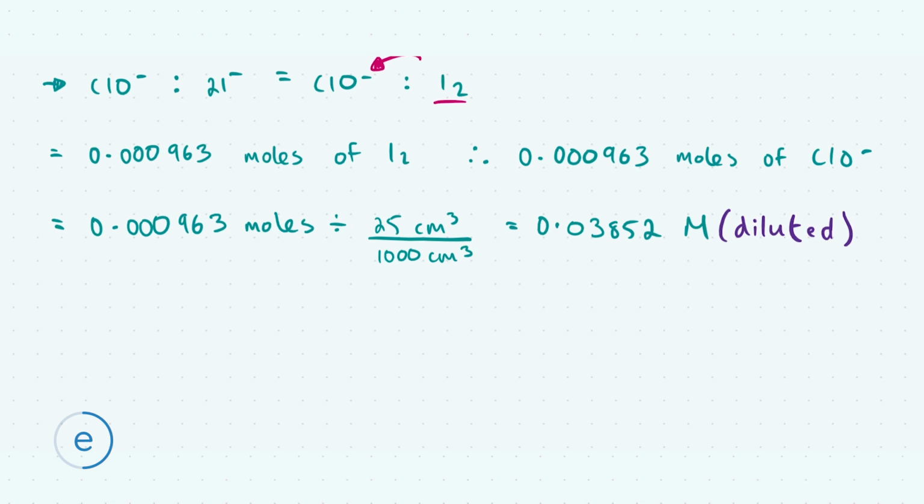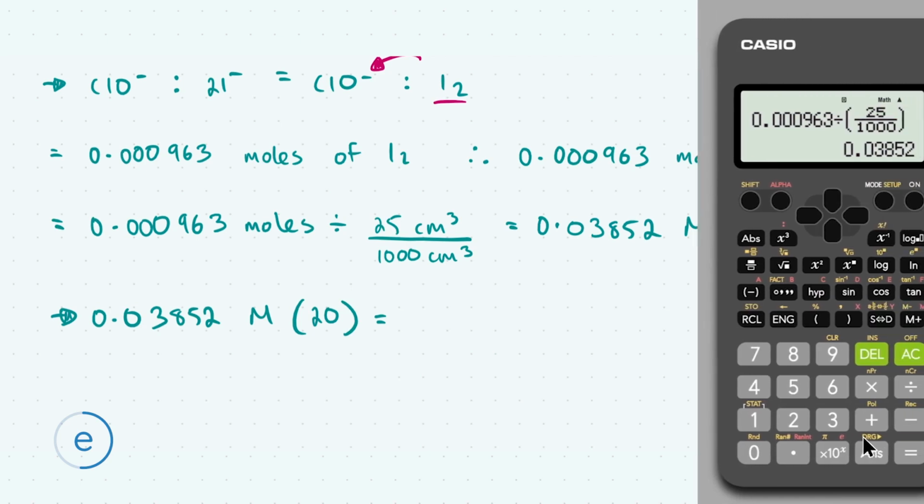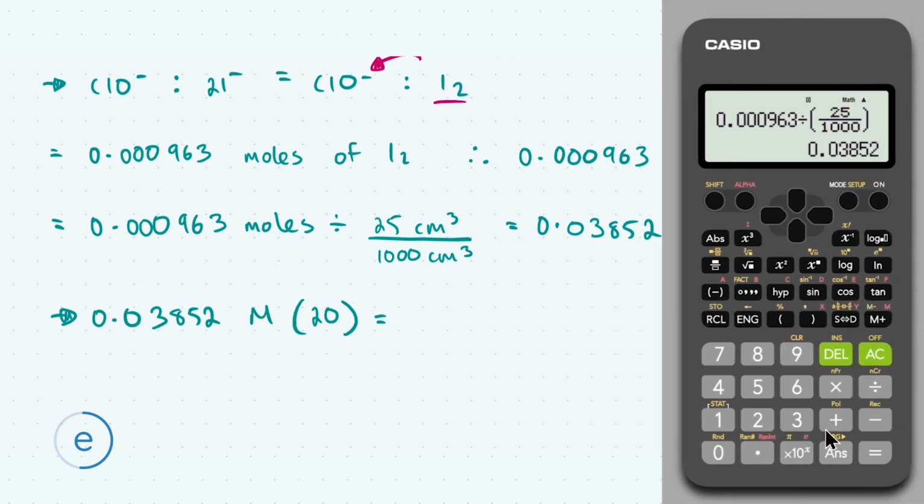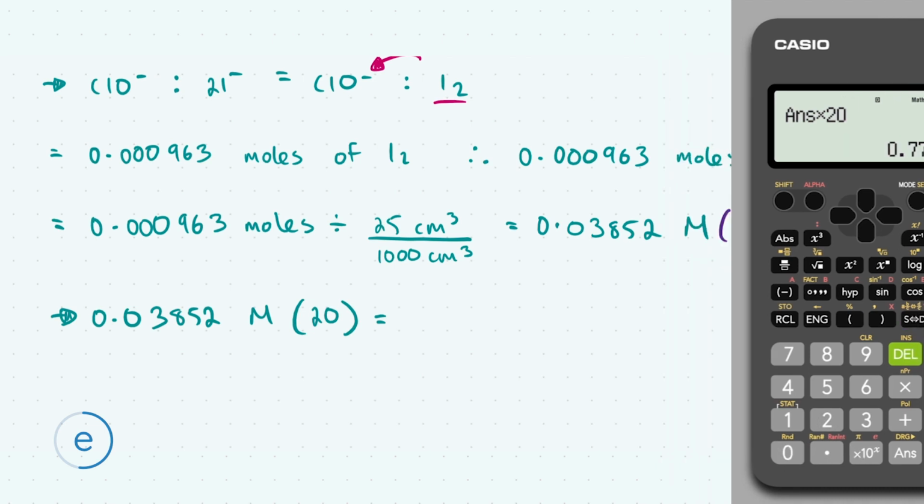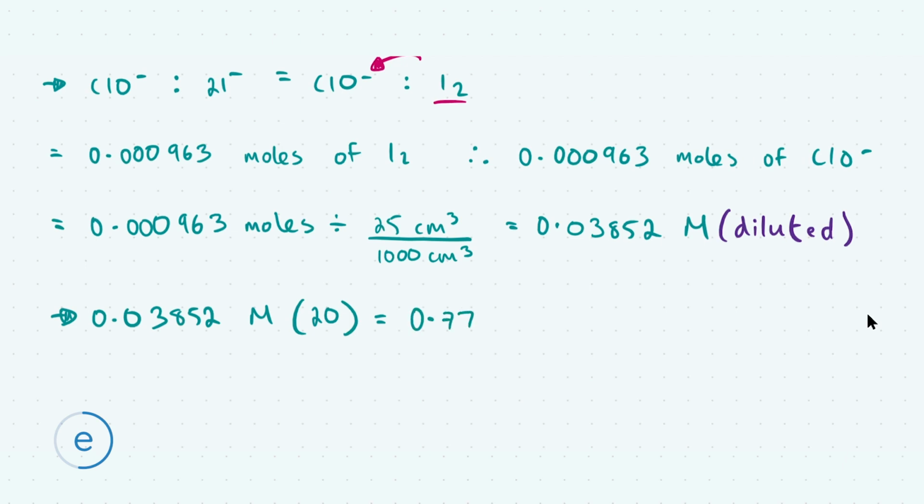Now going back to our question, what we have is the molarity of our diluted solution, which was 0.03852 molar, and then we're going to multiply that by our dilution factor, which we found earlier to be 20 in this case, and that's going to give us the molarity of the original solution, which is what the question has asked. Pulling up our calculator here, we have already got our answer from before, so I'm just going to multiply this by 20, and it means that our final answer is going to be 0.7704 molar. So that's just going to be the molarity of our original bleach solution.